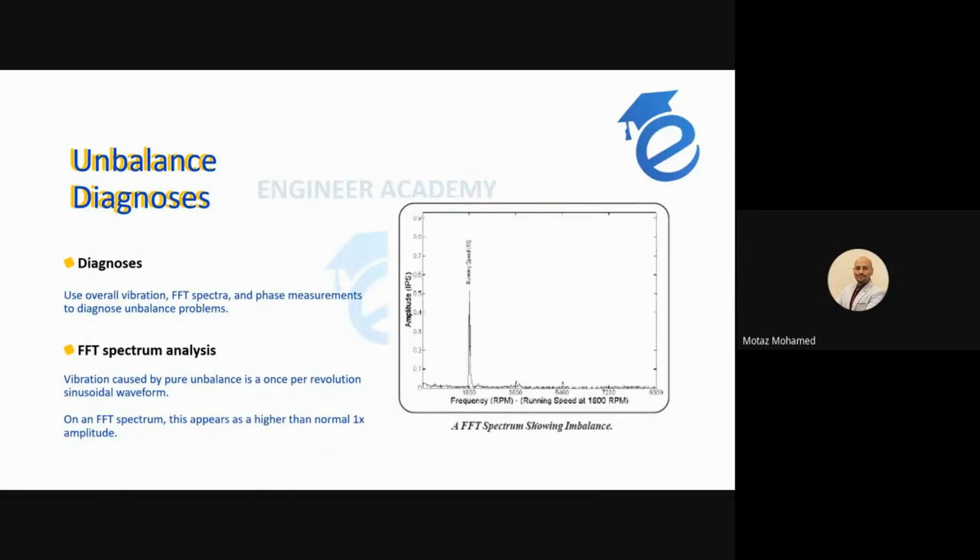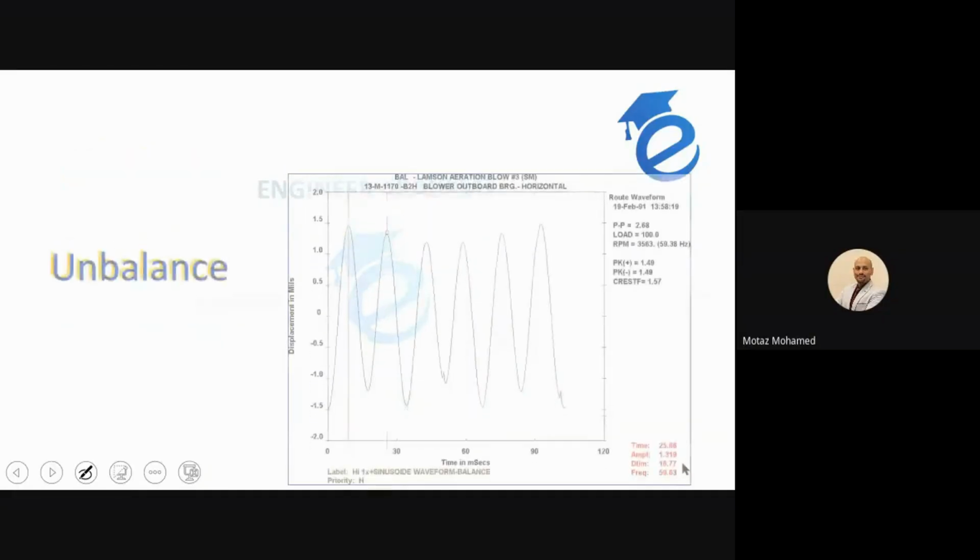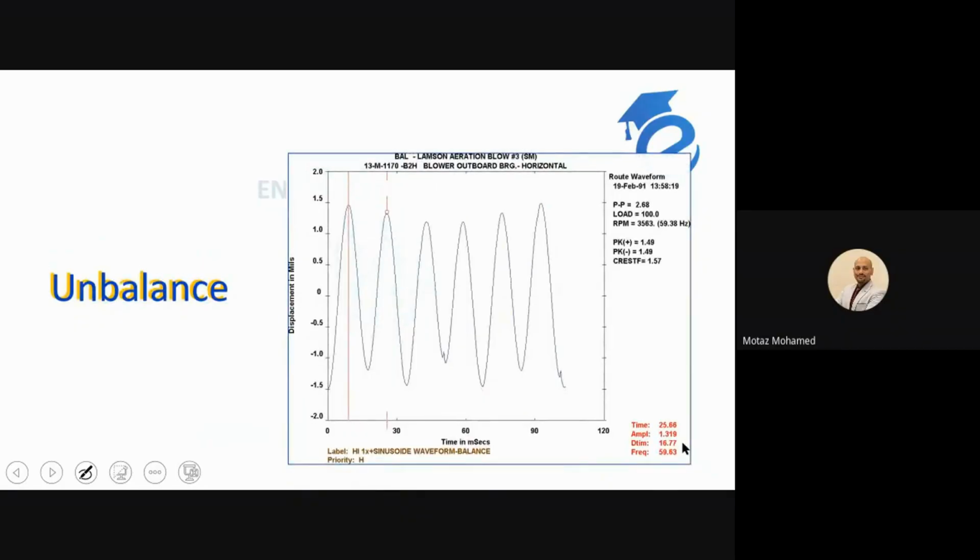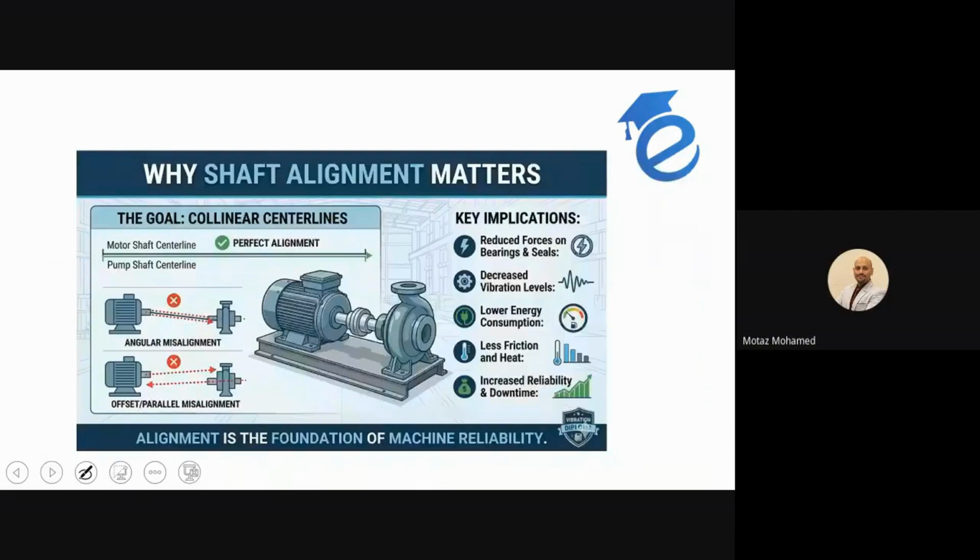As I told you, unbalance is showing up as 1x. What do I mean by 1x? It means the running speed, the frequency of running speed. Also, a mostly or almost pure sine waveform in the time waveform is a good indication of unbalance.